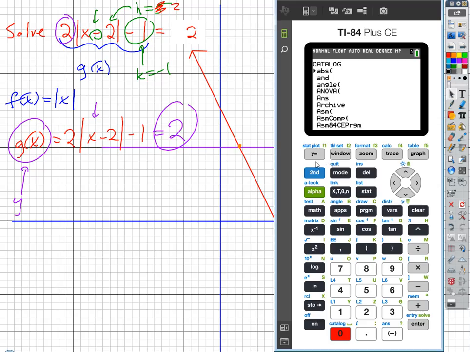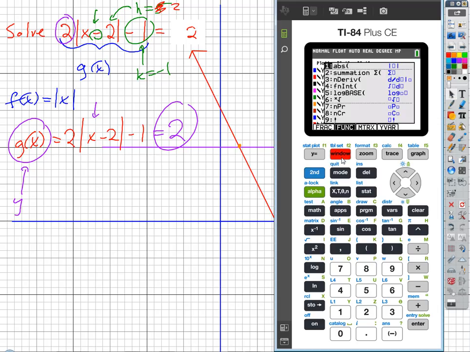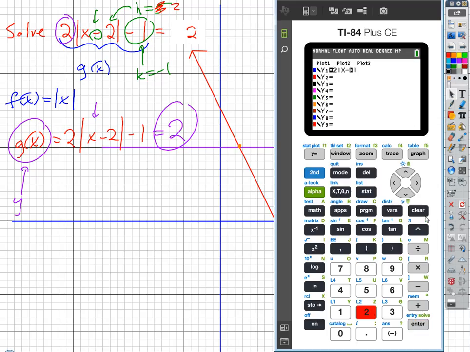Okay, so then if we go to y equals, let's just go to y equals and let's graph this thing. We're going to do 2 times, and you don't even have to put a times in there. We're just going to do 2 absolute values, so take your pick of whichever way you want to do it. I'm going to go alpha F2, enter. Absolute value of x minus 2. Scoot to the right to get out of the absolute value bars and subtract 1. Everybody with me?